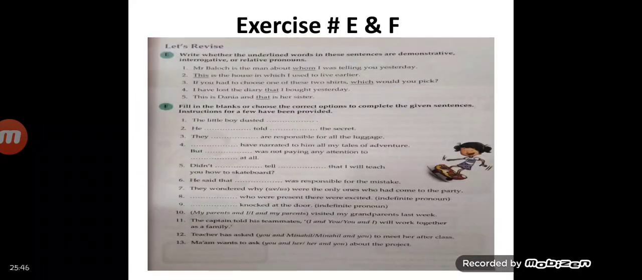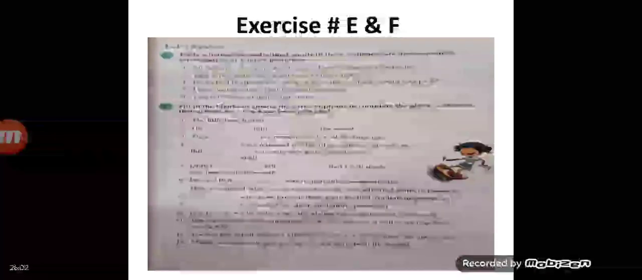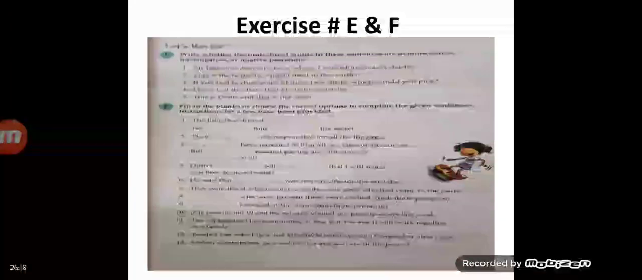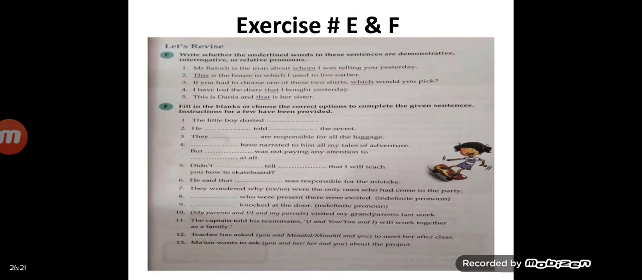Let's start with the E exercise. Write whether the underlined words in these sentences are demonstrative, interrogative, or relative pronouns. Mr. Blows is the man about whom I was telling you yesterday. In this sentence, whom is used as a relative pronoun. Yes, relative pronoun, R-E-L-A-T-I-V-E. In the second one, this is the house in which I used to live earlier. In this sentence, this is used as a relative pronoun, right?